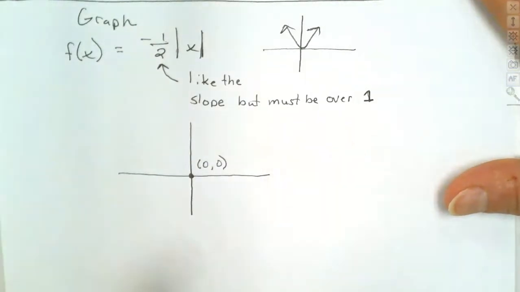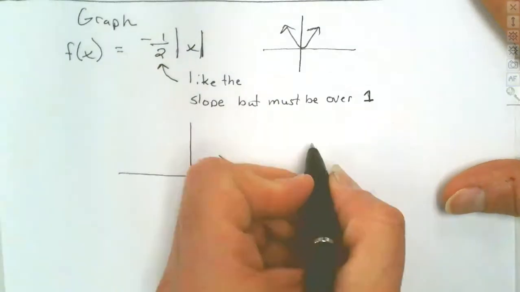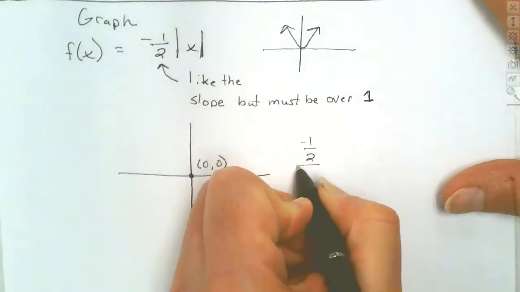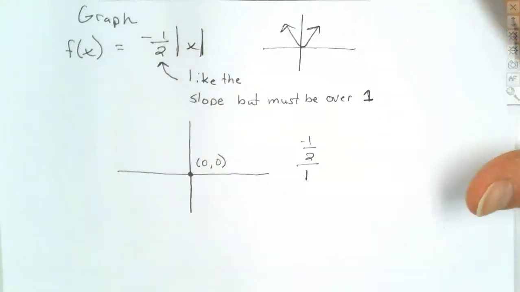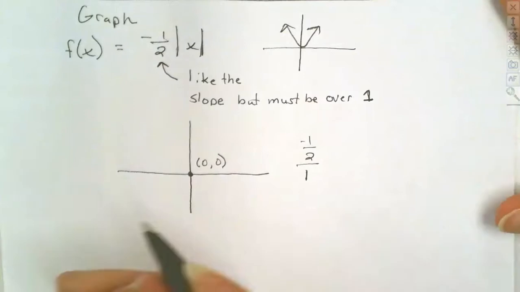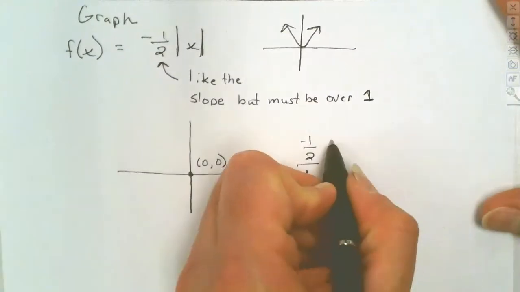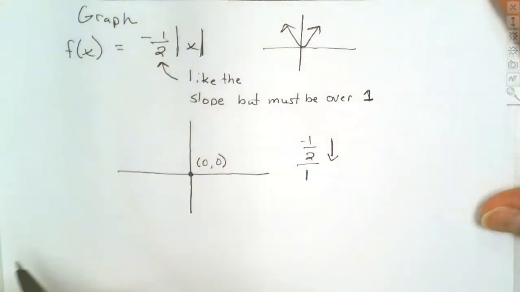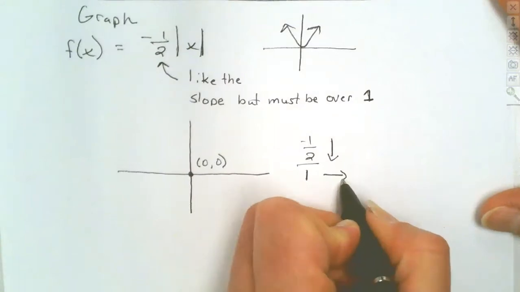Now, again, we cannot go down 1 and over 2 because that's going to distort the graph. When we go to graph nonlinear functions, we have to make that over 1. So we'll take that minus 1/2 and we'll make that minus 1/2 over 1. So if it's a fraction, it has to be over 1. It's a negative, so that means we go down 1/2 and over 1.